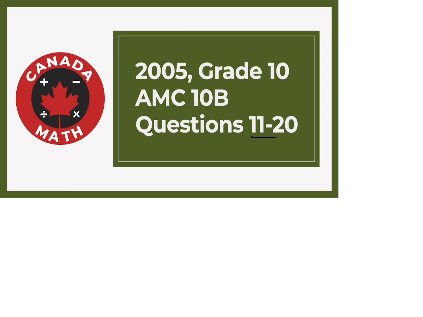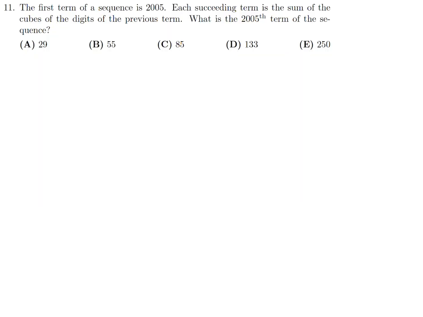Questions 11 through 20 on the 2005 Grade 10 AMC 10B. The first term of a sequence is 2005. Each succeeding term is the sum of the cubes of the digits of the previous term. What is the 2005th term of the sequence?